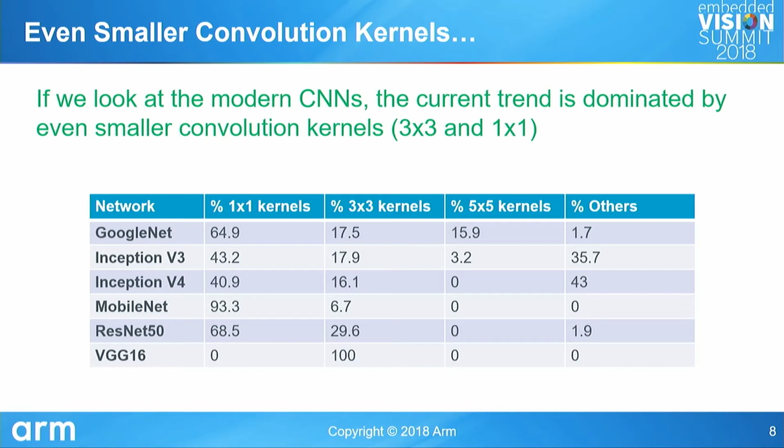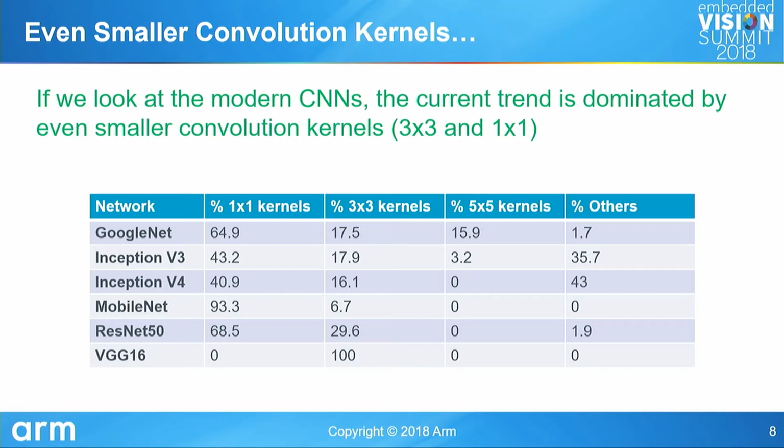So if we look at this table, the current trend is dominated by even smaller convolution kernels. So not just 3-by-3. For instance, VGG16 is dominated by just 3-by-3 kernels, but also by 1-by-1. And a typical example is MobileNet, for instance.